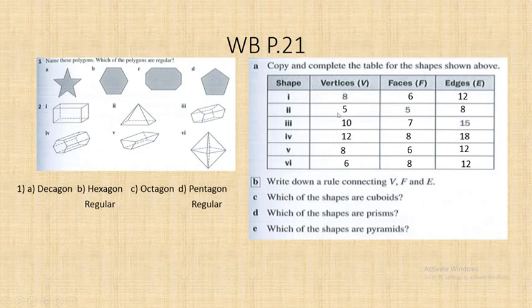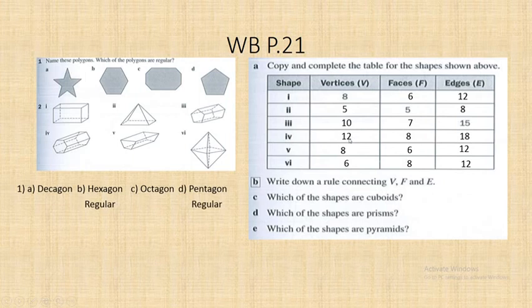Okay, so here let's go for shape II. 5 and 5, it's 10, and the edges are 8. Here, vertices and faces together are bigger than the edges by 2. If you add them up, it's going to be bigger than the number of edges by 2. And here, for shape II, 5 plus 5 equals 10. And here it's 8, so 10 minus 8 equals 2. 10 plus 7 equals 17, minus 2 equals 15.